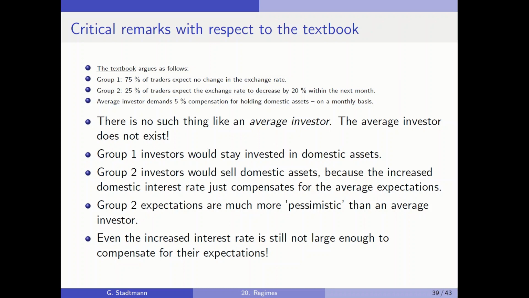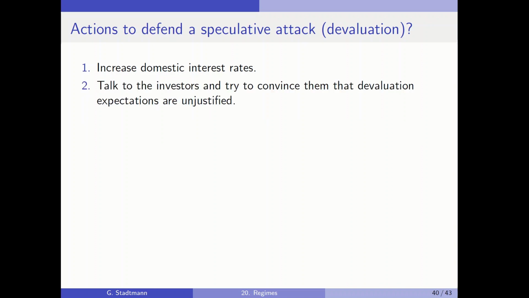What kind of actions can a central bank perform to defend against a speculative attack? One option is to increase the domestic interest rate. Another option is to talk to the investors and try to convince them that devaluation expectations are not justified. And a third option is to intervene at the foreign exchange market.